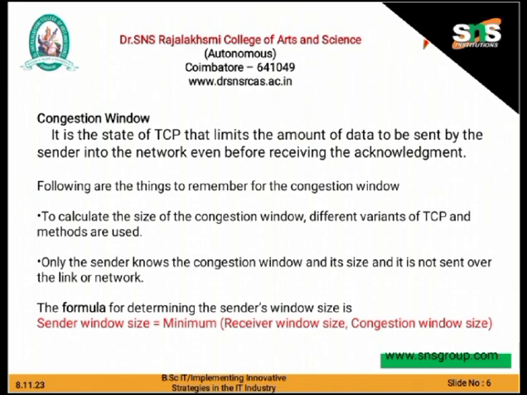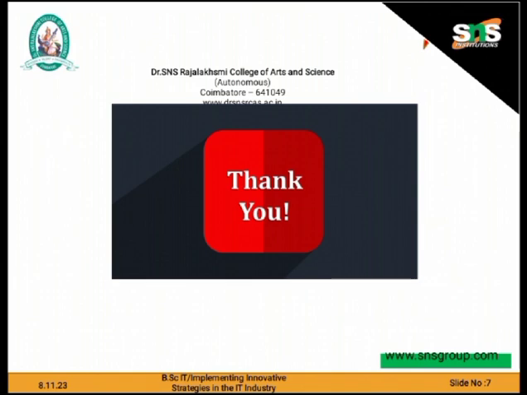The formula for determining the window size is: sender window size equals minimum of receiver window size, congestion window size. This is the formula which helps to identify the window size for both congestion and receiver. Based on this formula, the sender can decide about the packet transmission.